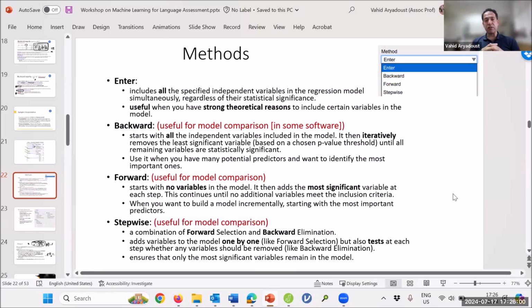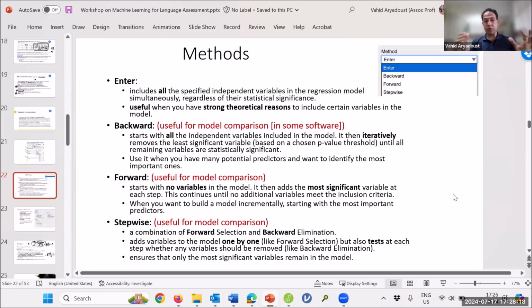Now, in data sets where you've got quite a few independent variables, the method that you use makes a big difference. Again, watch my videos to get a different idea of how other methods of regression analysis are done.